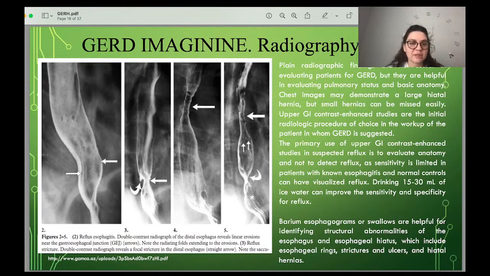Barium esophagrams, as you see on the pictures, are a contrasted esophagus. Swallows are helpful for identifying structural abnormalities of the esophagus, which include esophageal rings, strictures, ulcers, and hiatal hernias.